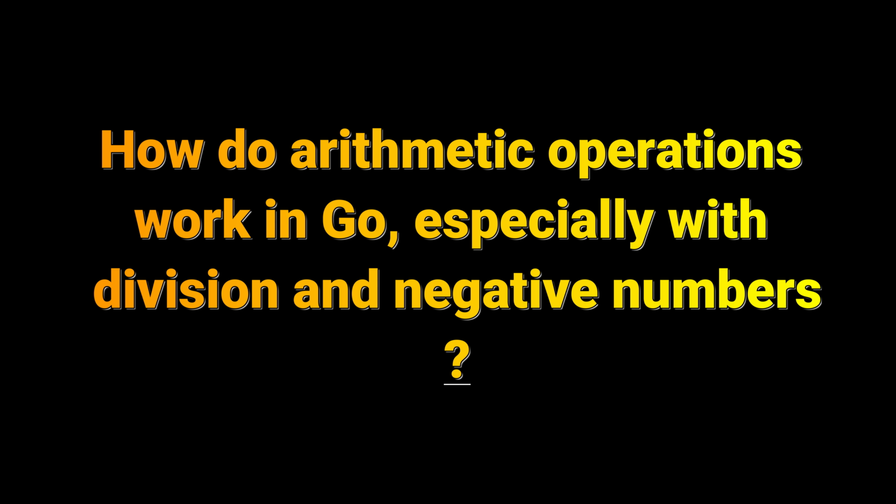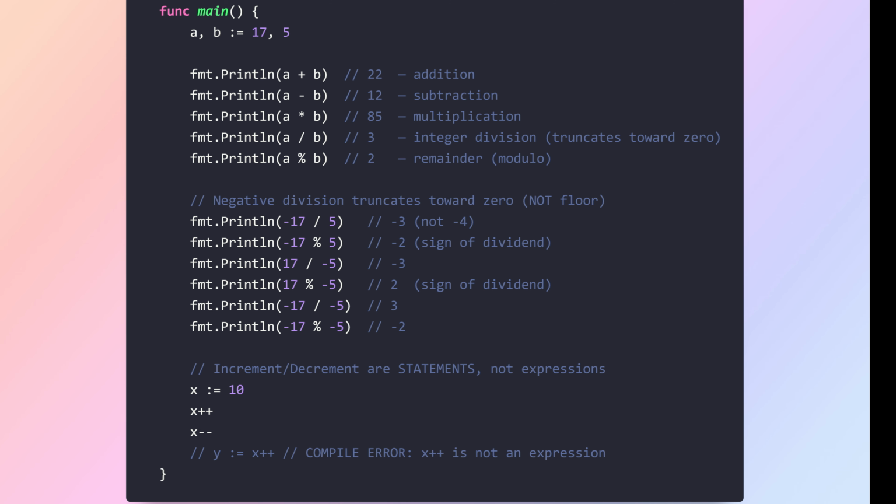Question: how do arithmetic operations work in Go, especially with division and negative numbers? In Go, you can use plus for addition, minus for subtraction, star for multiplication, slash for division, and percent for remainder. When you divide two integers, Go does integer division. This means it removes the decimal part. For example, 17 divided by 5 is 3, not 3.4.